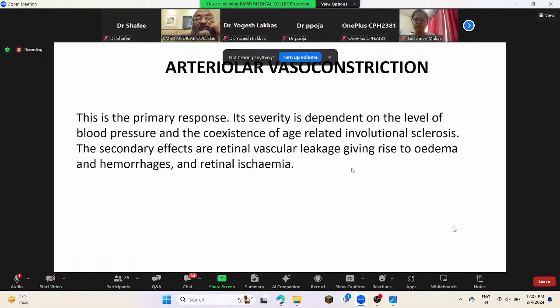Arterial vasoconstriction is the primary response. As you have seen, the arteriosclerotic changes happen over a period of time, but this is the primary response which happens immediately when the blood pressure rises. Its severity is dependent on the level of the blood pressure and the coexistence of age-related involutional sclerosis. The secondary effects are retinal vascular leakage, giving rise to edema and hemorrhages, and retinal ischemia.